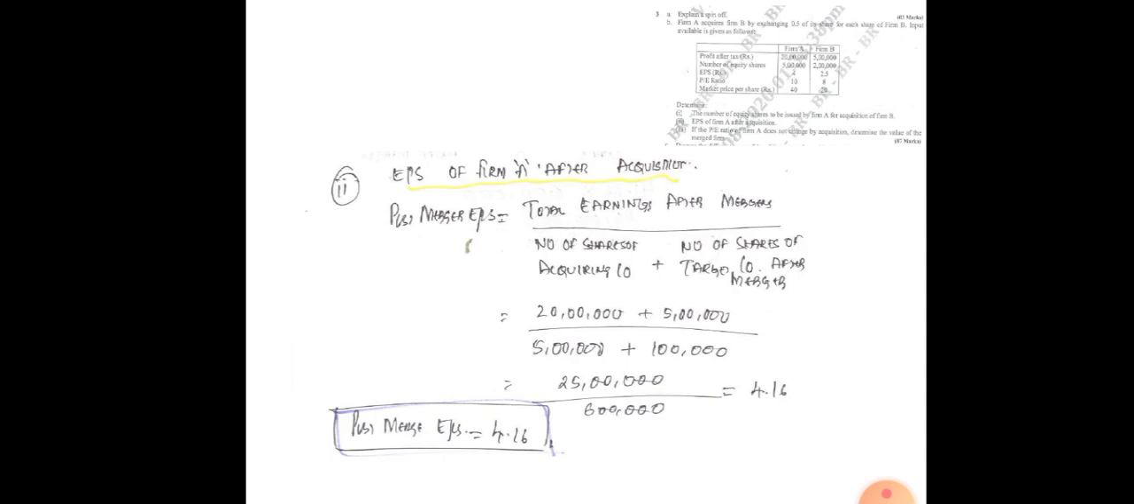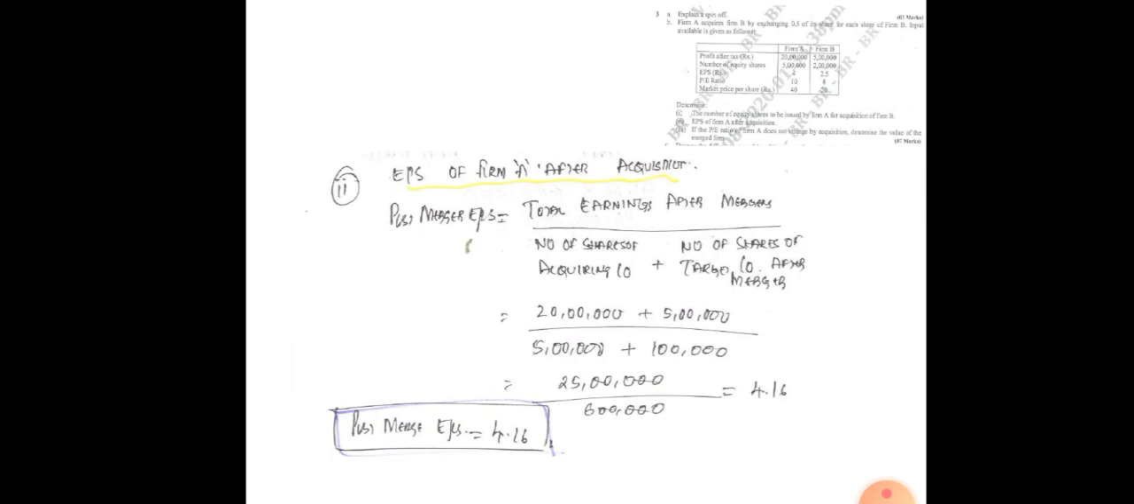Either you can take the number of shares of the target company after merger, as we have calculated in sub question 1, or we can take the exchange ratio multiplied by the number of shares of the target company before the merger, right? Either of these two things can be done here. So I have directly taken the number of shares of the target company after merger, as we have calculated in sub question 1.